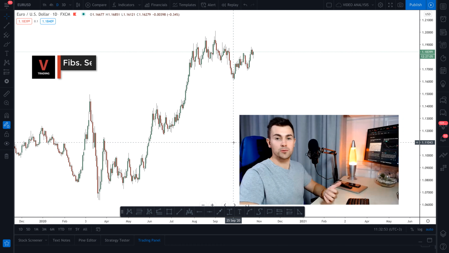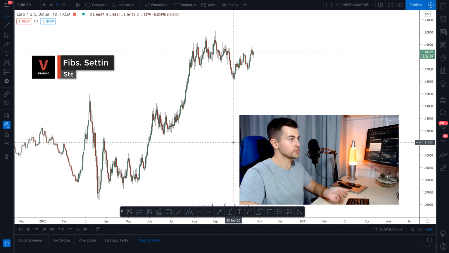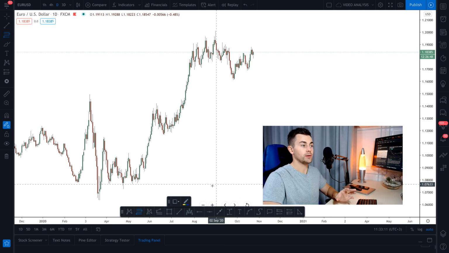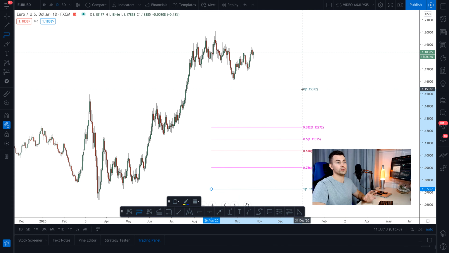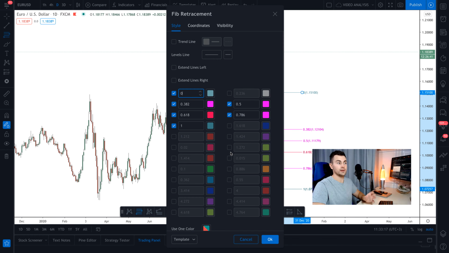Alright, so I want to start with the FIBs. What we're going to start with here is the settings for the Fib levels. So I open the Fib retracement tool, and remember, here we will work just with the Fib retracement tool, not the Fib extension, just Fib retracement. We take that tool and just randomly draw the levels. If we open the settings, here are the Fib levels that will appear on our chart.